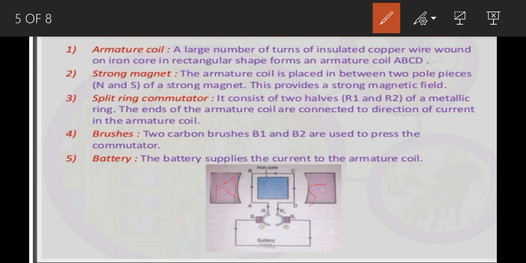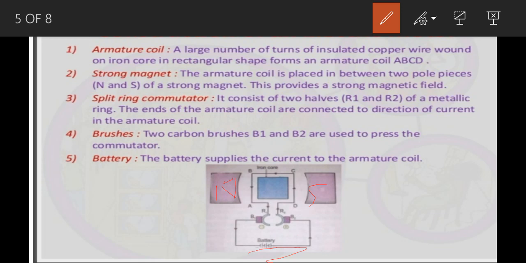The next one is about the brushes. Brushes are 2 in number. As you can see here, B1 and B2 are the 2 brushes. They are made up of carbon, and they touch the revolving ring. They are not attached to these 2 half rings. They just give a cushion-like support, which allows the current to move into this coil.